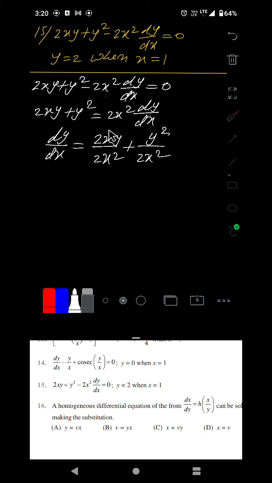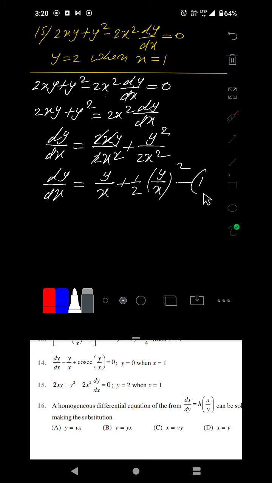Here in the first term, 2 is cancelled by 2 and x will cancel 1 power from denominator. So we may write this equation as dy upon dx is equal to y upon x plus 1 upon 2 y upon x whole square. Let it be equation number 1. And now we have to assume y is equal to ux. Let it be equation number 2.